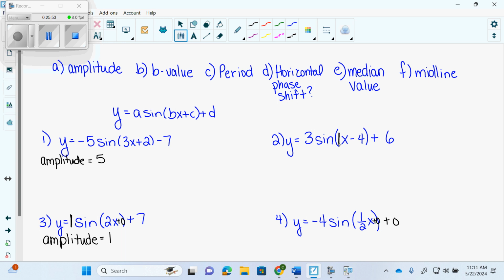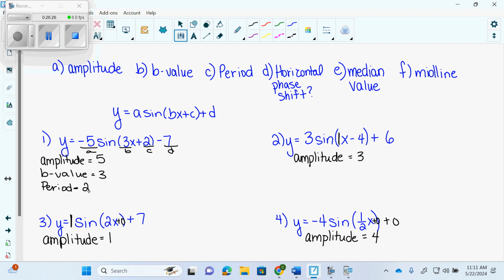Correct? Okay. Amplitude of 2 is equal to 3. And the amplitude of 4 is the absolute value of -4, which is 4. So that's completely correct. Okay. What is the B value? A, B, C, D. So the B is 3. So what's the period? It's just off our formula sheet, right? 2 pi over 3. Nothing crazy.